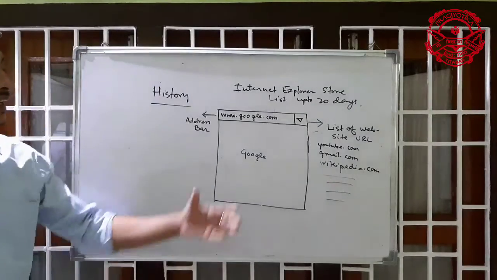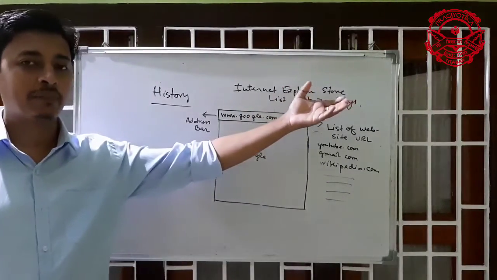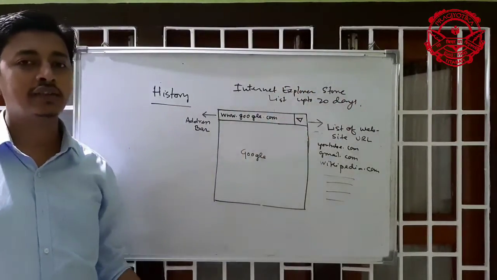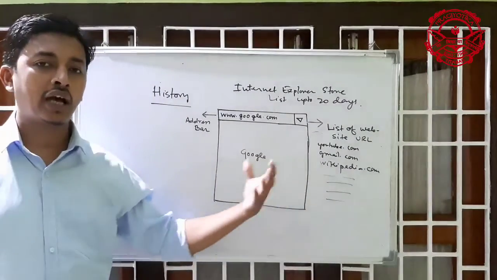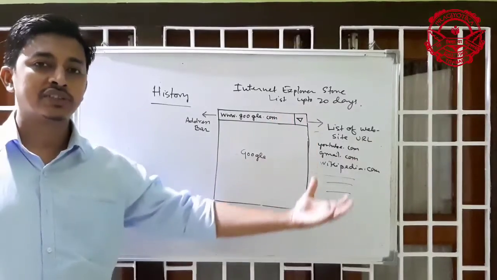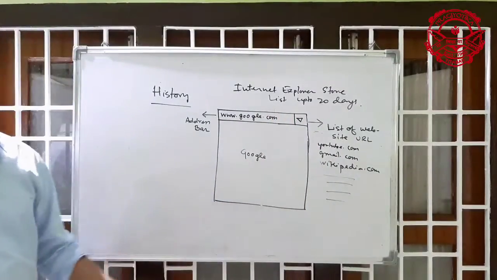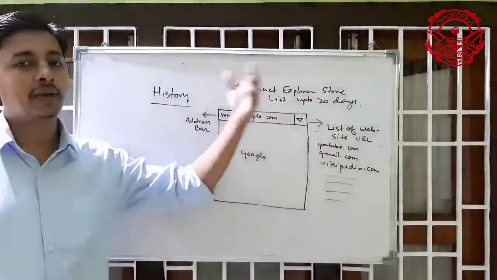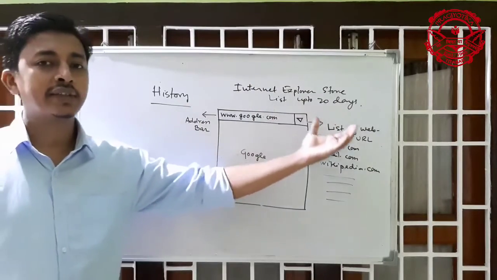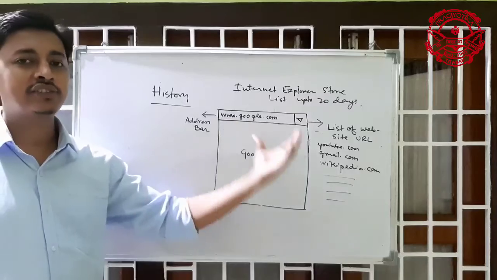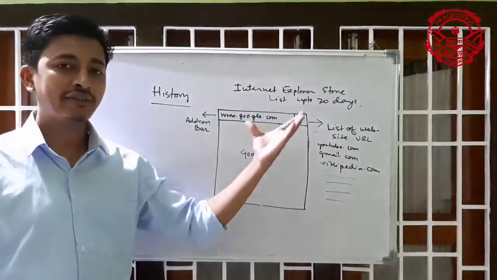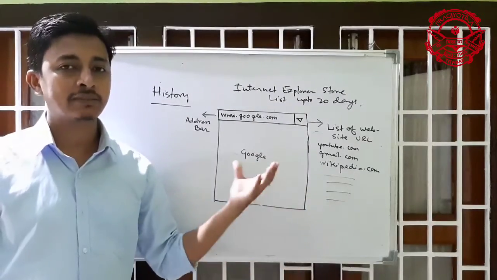Now you can increase the days. By default it is 20 days, but you can change it. Say I want 50 days, or 3 months. In that case you have to go to the settings, and after that you can change the number of days of the history list. But by default, it is 20 days.